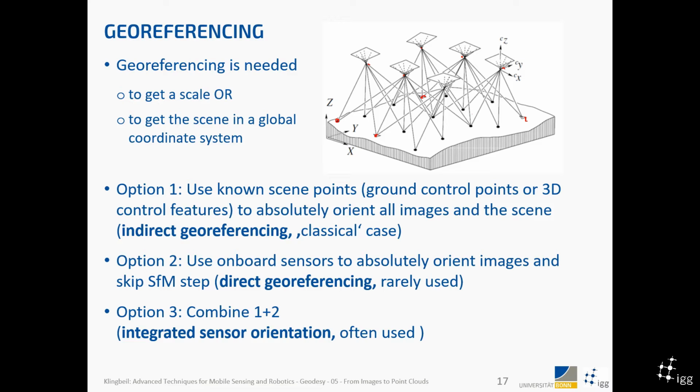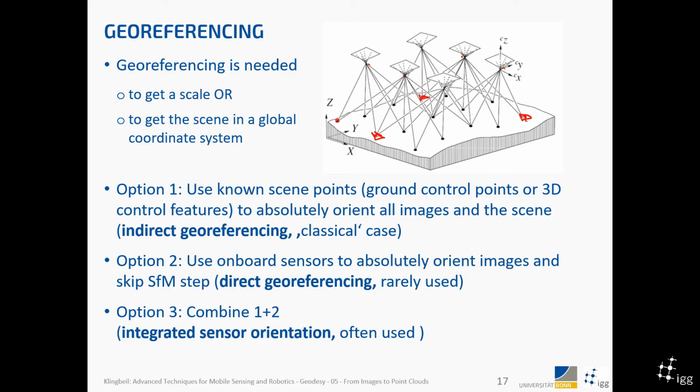We have two options to do that. Option one is we use known scene points, which is the example here, where these triangles are assumed known positions in the world frame, and then everything is oriented so that it fits to those coordinates, to those points. This is called indirect georeferencing, and this is what's usually done in aerial-based imaging. Usually you put ground control points everywhere, and then you can do the indirect georeferencing.